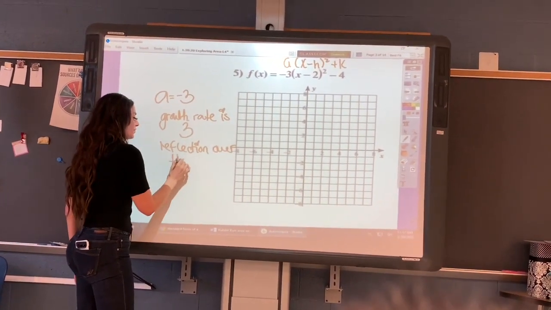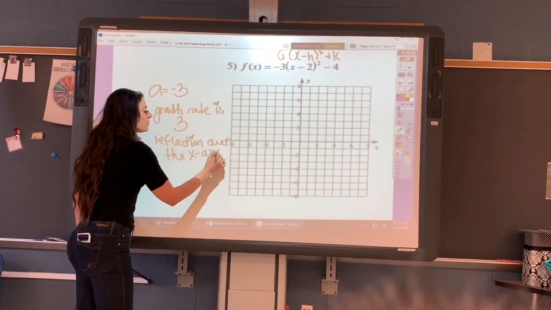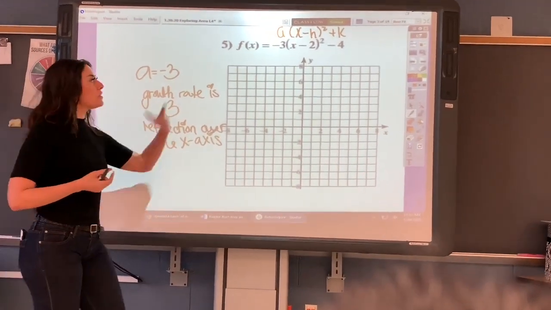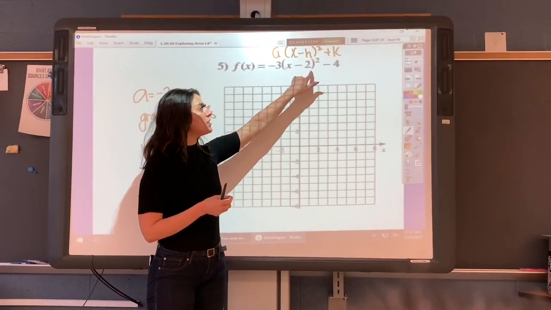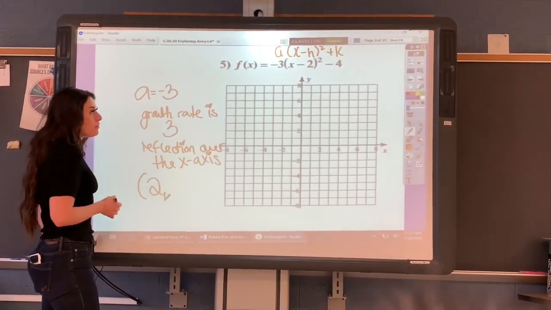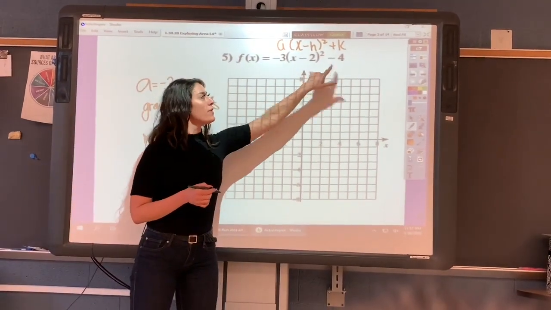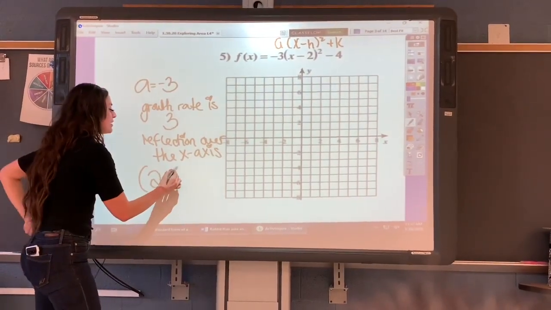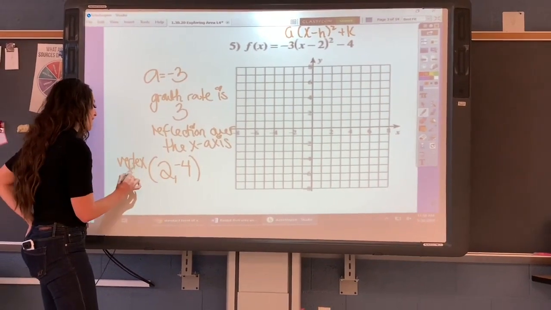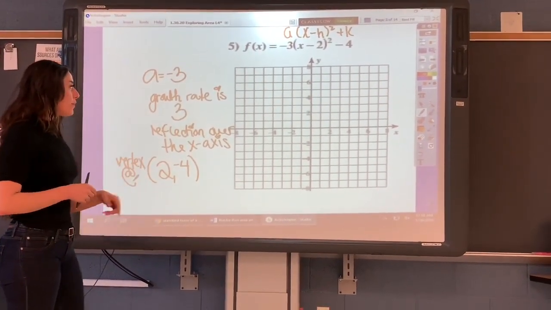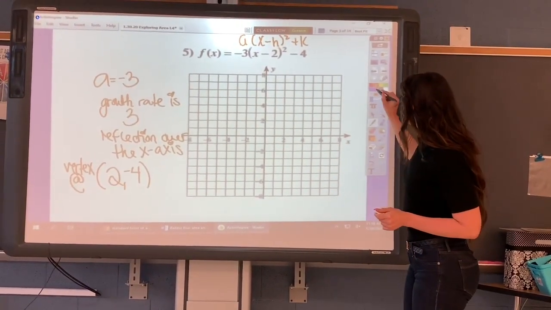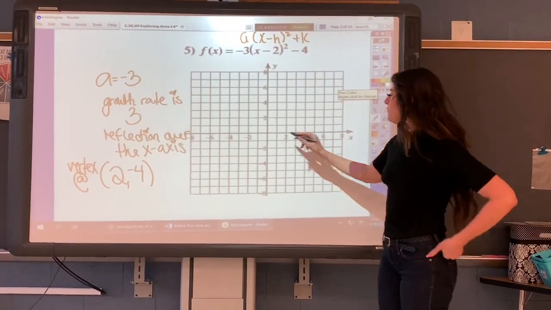over the x-axis. The last piece I'm going to look for is where is my vertex? So if it's x minus 2, that means my x value has to be a positive 2. And then -4, that means that your y value for your vertex is at -4. So I just write the vertex is at (2, -4). From there, it's pretty straightforward, okay?